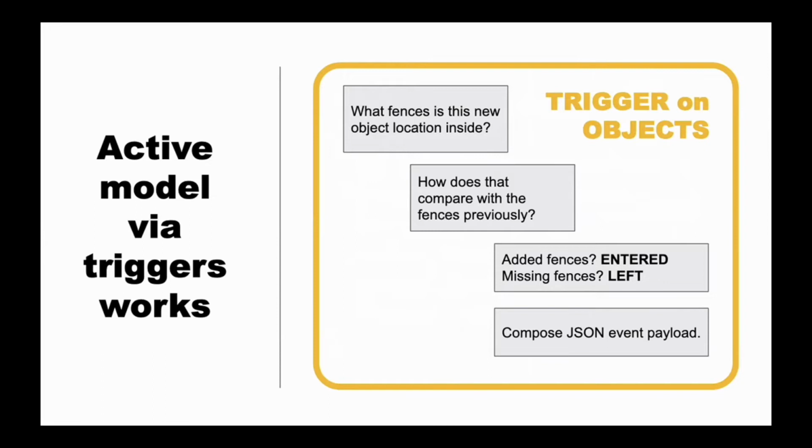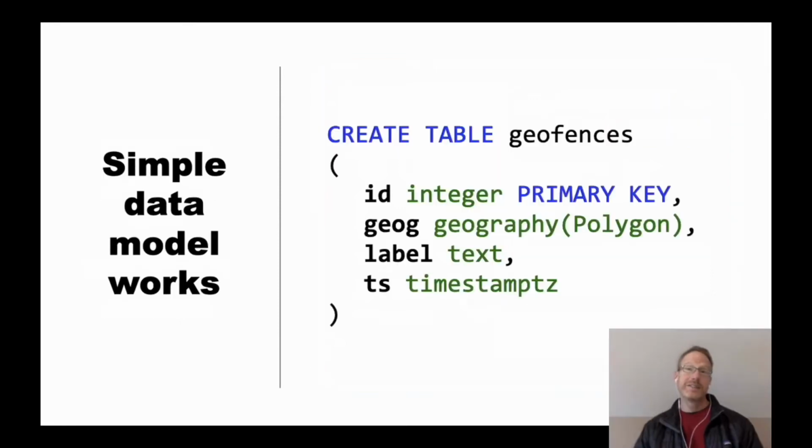By recording the previous state of the object with respect to what fences it's in, the system can compare the current state to the previous state and raise events when the state changes. The geofences table itself, in this example, is trivially simple. It's just a unique key, a polygon, some text, and a timestamp to keep track of the creation time.